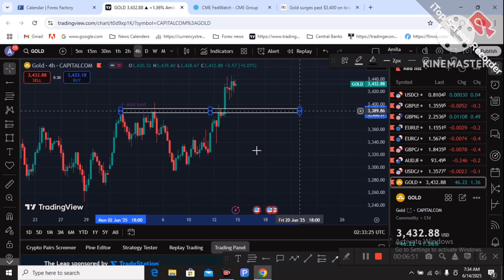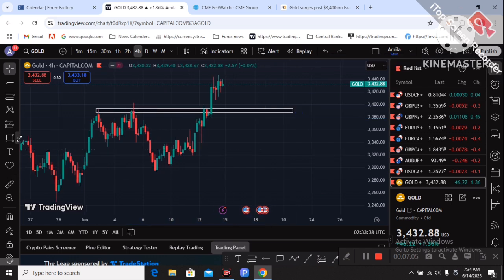So you can see the left side resistance. The left side resistance can become the right side support. So the left side resistance can be support on the right side here. So it's a simple technical theory with the 4-hour chart technical setup. So you should keep in touch with this level next week. This is an important level. I am hoping this 3390-80 level, this resistance, you can see this resistance can become the right side support for gold to push to the upside next week.